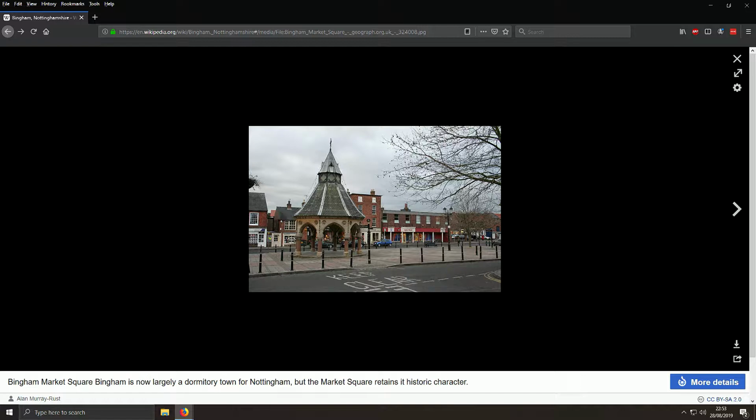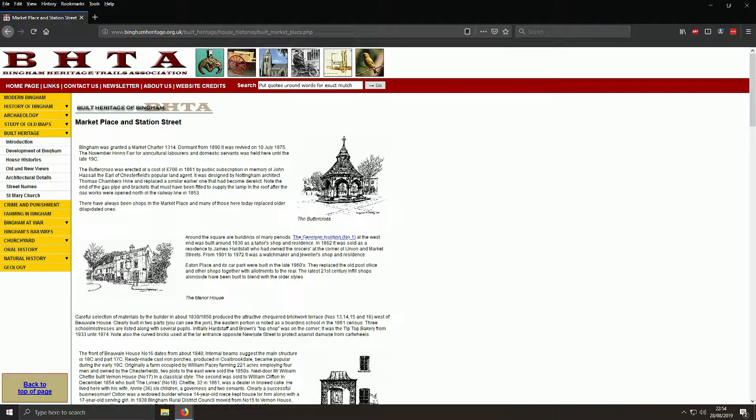Now let's look at the architect that actually built this. Remember, this is the actual structure, not the cross that may still be underneath it. Okay, so here we are in the Bingham Heritage website. And it says the butter cross, again back to the butter cross, was erected at a cost of £700, which I'm assuming back then was quite expensive, in 1861 by public subscription in memory of John Hassel, the Earl of Chesterfield's popular land agent. It was designed by Nottingham architect Thomas Chambers Hine and replaced a similar earlier one that had become derelict. So it's not the original.